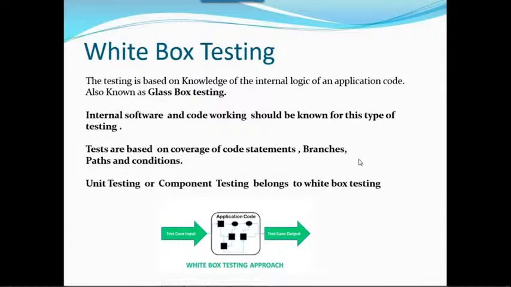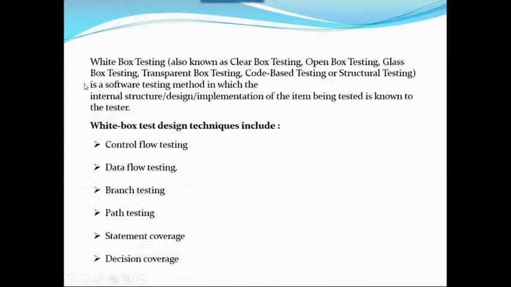There are many names: glass box, transparent box, open box, clear box. So people call it by many names. I'm calling it a white box. Some people call it a transparent box. Some people call it an open box. Some people call it a clear box. But all belong to white box testing only. So there are many names. Don't get confused here. White box is also known as clear box.